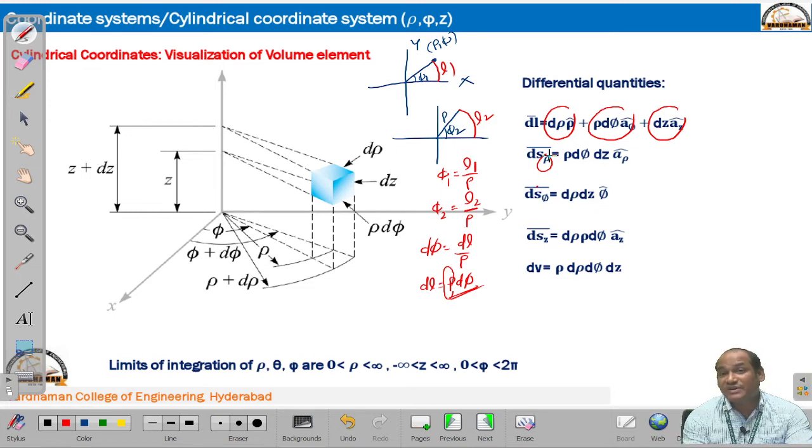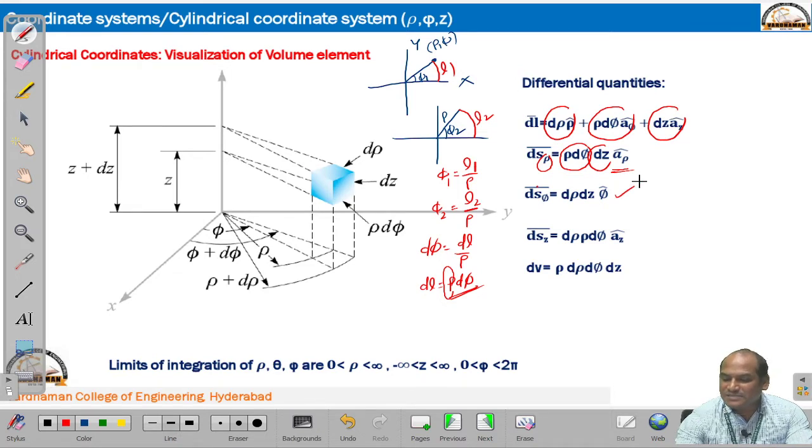That means the surface is created because of the change in phi and the change in z. Change in phi leads to rho d phi, and change in z leads to dz. So, because of the changes in phi and z, you have created one surface. That surface has the a rho direction.